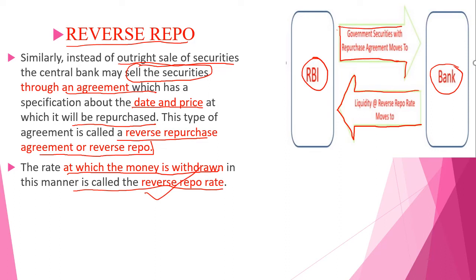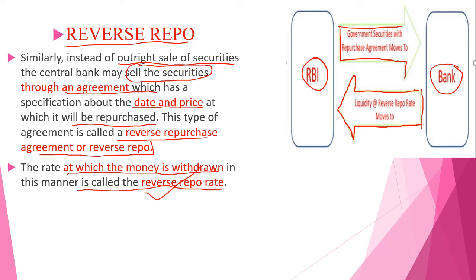And in the figure it is shown like that. That is government securities moving to commercial bank. But here money liquidity is moving to Reserve Bank of India. That is, in the case of commercial banks having excess funds, they can park their excess funds in Reserve Bank of India. The rate at which commercial banks deposit funds in Reserve Bank of India is called reverse repo rate, or you can say the rate at which the Reserve Bank of India withdraws money is called reverse repo rate.